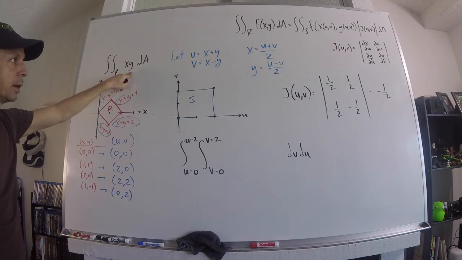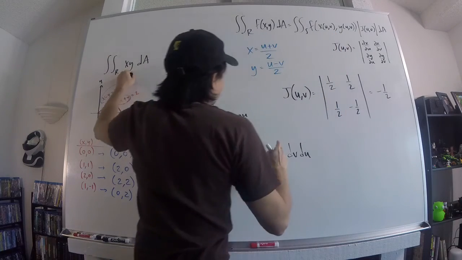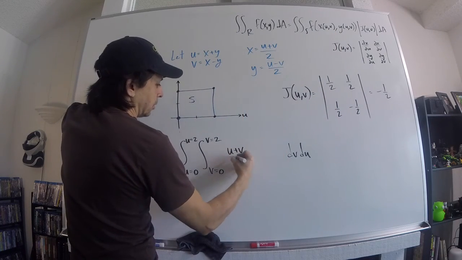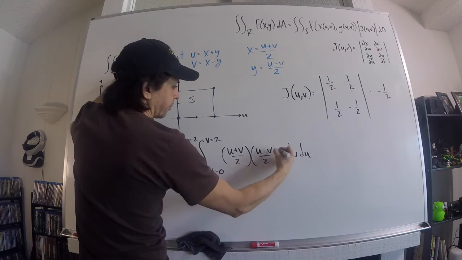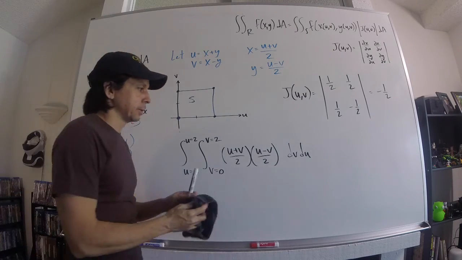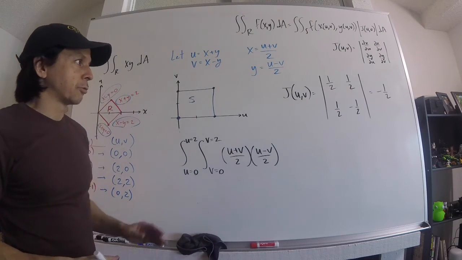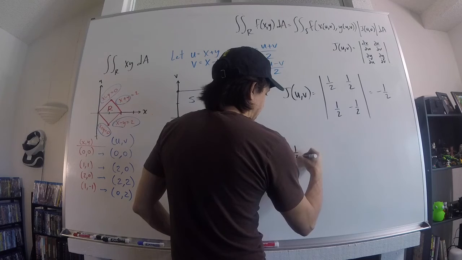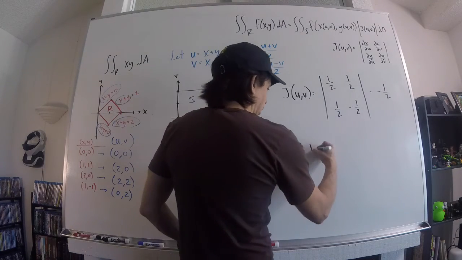x times y. I need to rewrite that in terms of u and v, right here. Okay, actually the integrand's uglier, but the region is easy. I'm going to erase that because I need space for my Jacobian. -1/2 absolute value. There's an extra factor there. That is your Jacobian. dv du.